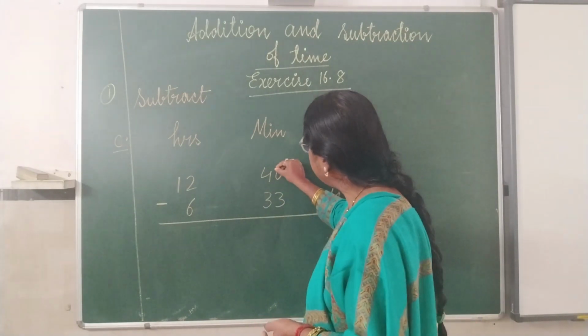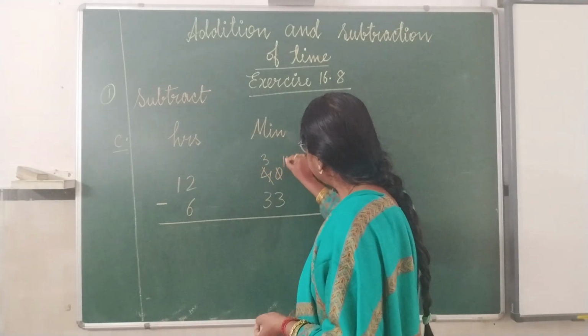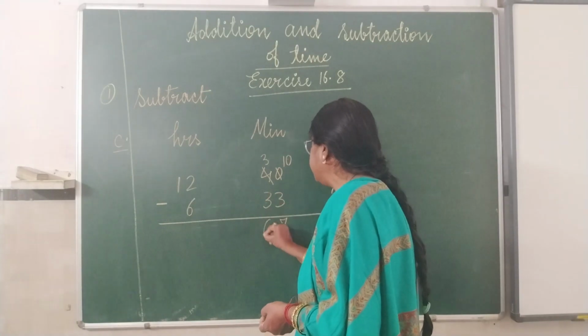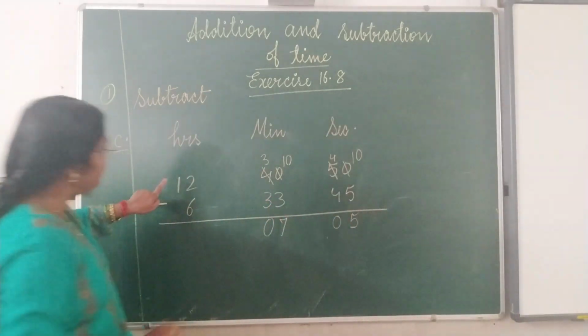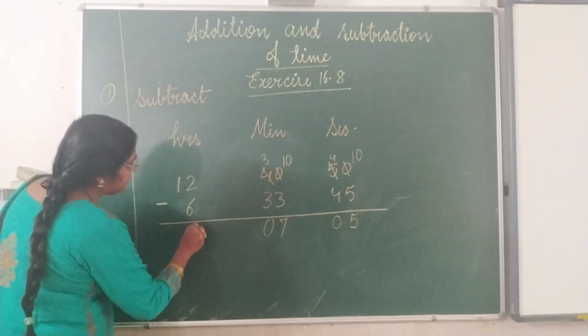Now 40 minus 33, same thing. What are we going to do? This will be 3 and this will be 10. 10 minus 3 is 7 and 3 minus 3 is 0. Now 12 minus 6, what is there? 12 minus 6 is 6.